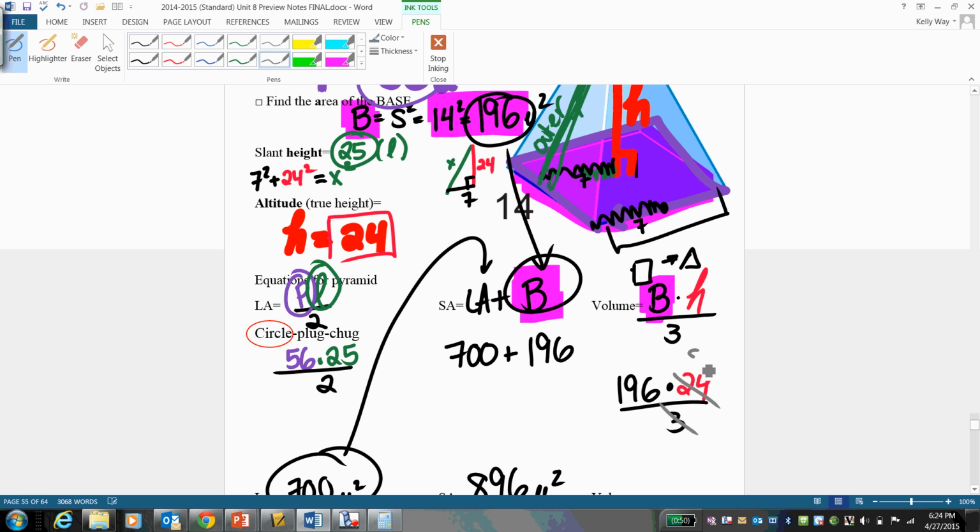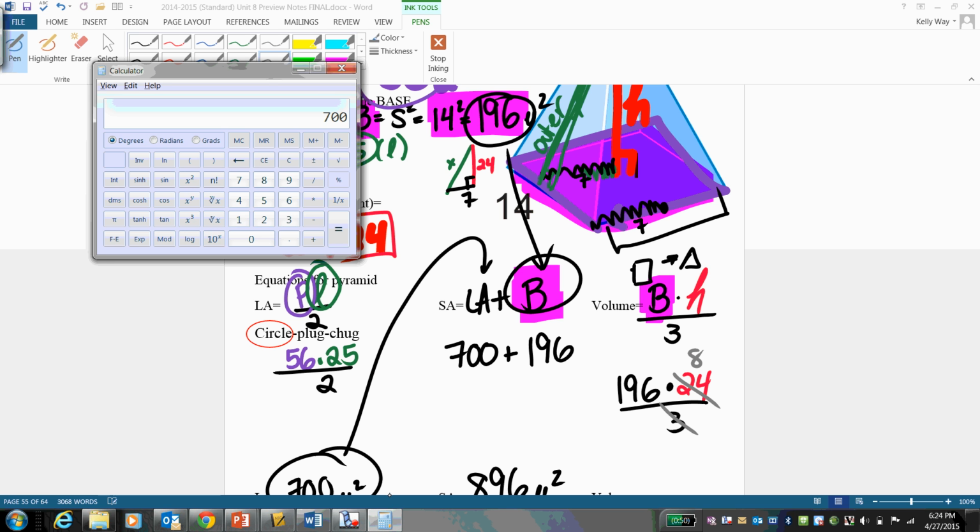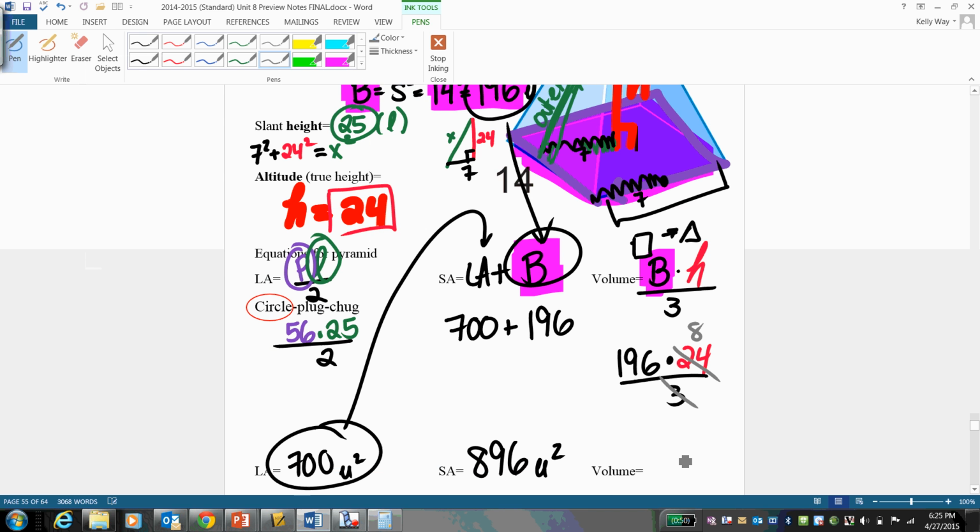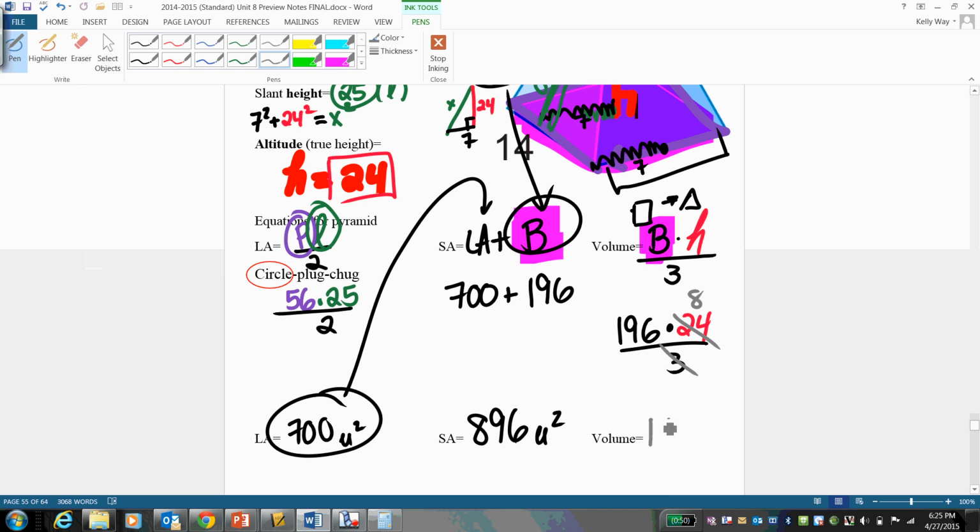3 goes into 24 8 times, so my final volume, 196 times 8, that's 1568. And that's going to be units cubed because it's volume.